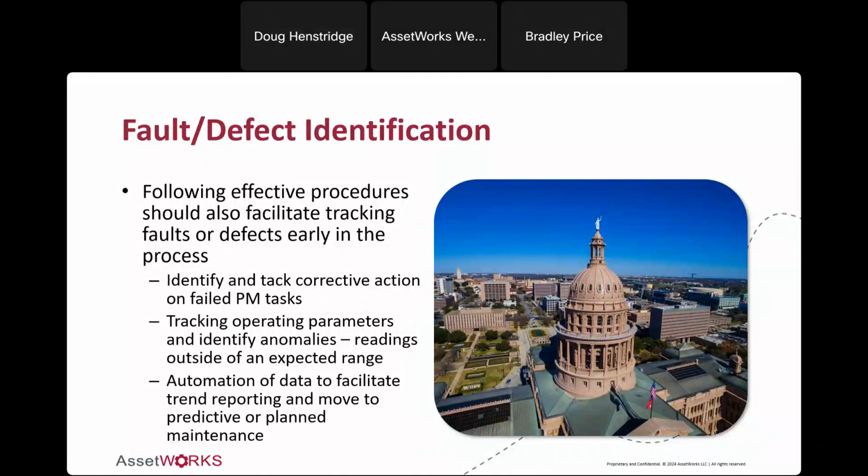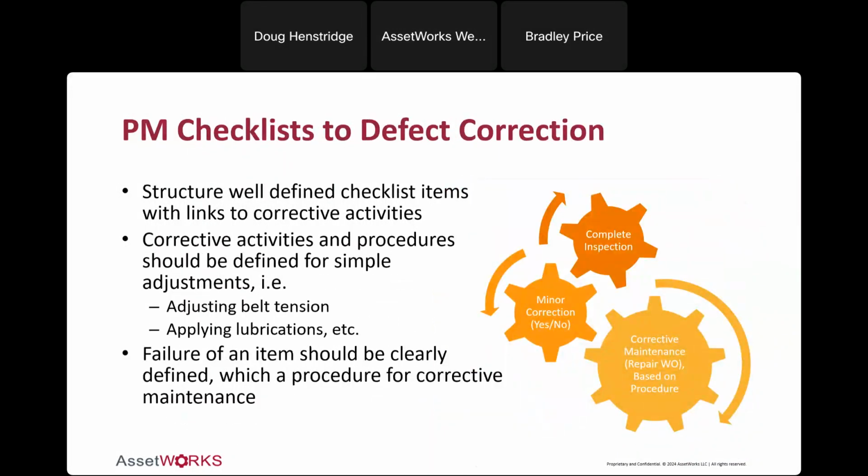So that's where I think that getting away from the paper and into a digital format can be very effective. And I know I'm running a bit long, so I'll try and get to the Q&A process here as quickly as I can. The other piece is defect correction. How are you going to handle defect correction when you're doing your preventive maintenance? Are you accounting for that? Are you recording that it happened?